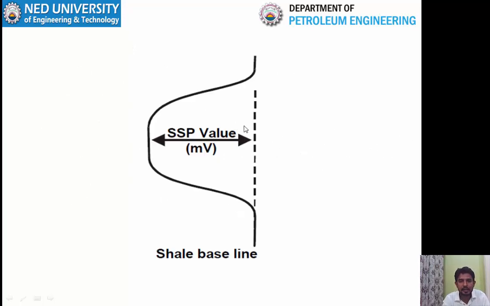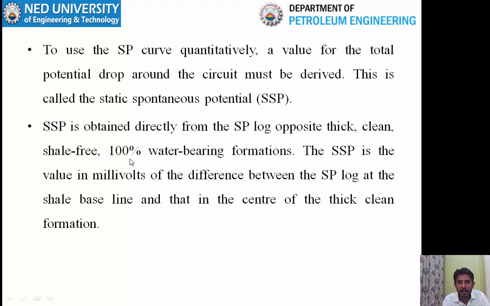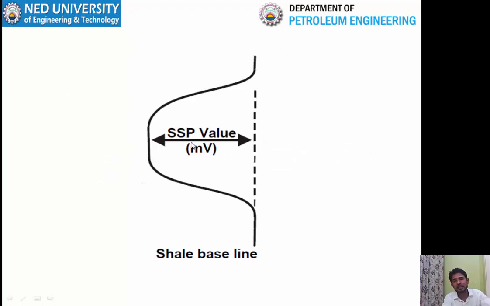So SSP basically is the maximum value of the SP log in the given log section, and it is read against the maximum deviation of the SP log from the shale baseline. So you have a shale baseline. This is the line basically which is against the shale zone. So the maximum deviation from this shale baseline, which generally occurs against the 100% water bearing formation, which is thick, clean and shale free. So this is the SSP value, which is the maximum value of the SP log that you get in this particular log section.